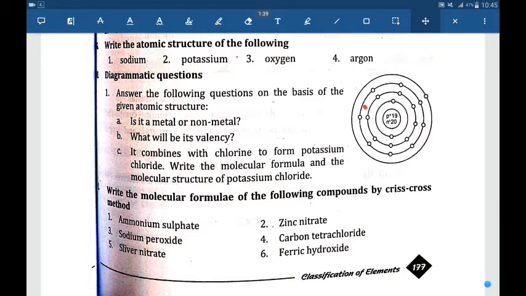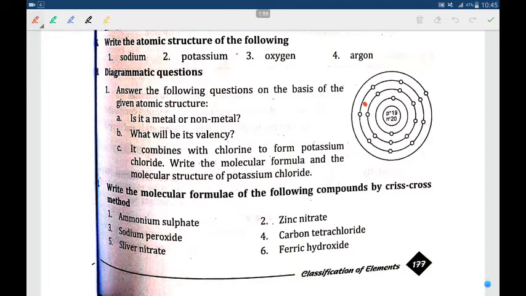Okay, students. In today's class, I'm going to complete the exercise of classification of elements. Yesterday, I completed up to some. Continue. Now, the question heading is: write the atomic structure of the following. Can you see this one? This is the atomic structure of one element. We have to draw a similar type of structure: sodium, potassium, oxygen and argon.